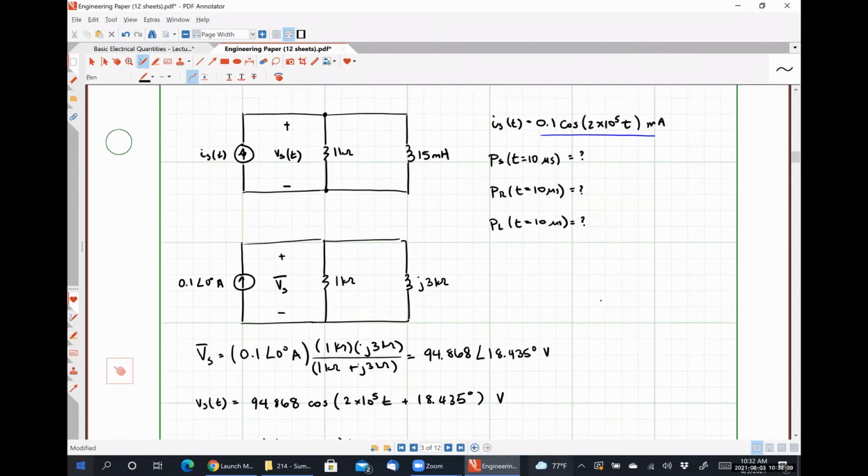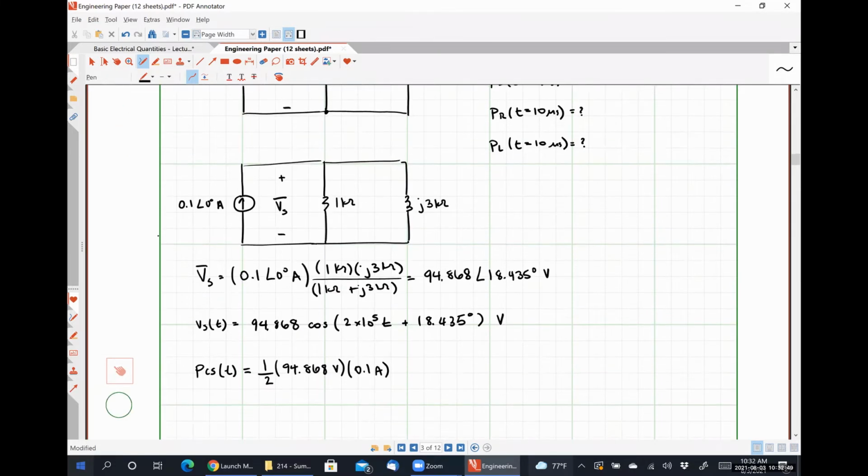Oh, I'm sorry. You may have been correct. I meant to do this not as milliamps, but as amps. That's entirely my fault. I think you were actually right, and I made a mistake at the beginning. Sorry for questioning your math. So 94.868 volts times 0.1 amps times 1/2. Then we're going to have cosine of theta V, which was 18.435 degrees, minus the phase angle of the current.